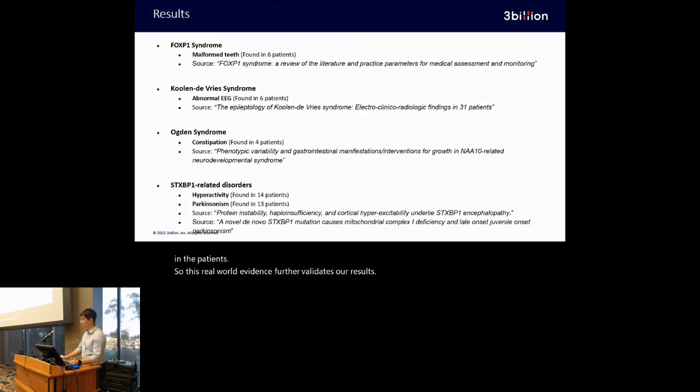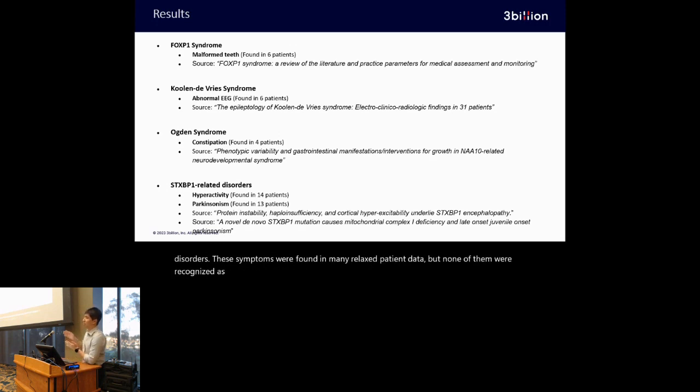Here are a few examples of the results we obtained: malformed teeth in FOXP1 syndrome, abnormal EEG in Coulon-de-Vries syndrome, constipation in Ogden syndrome, and hyperactivity and parkinsonism in XTX-BP1 related disorders. These symptoms were found in many RareX patient data, but none of them were recognized as an established phenotype in all the famous ontology databases.